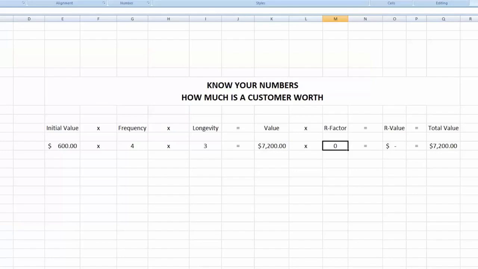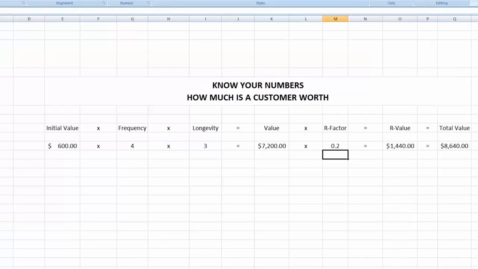And then you've got customers that have been good and have stayed with you for a while in the longevity category, but they don't recommend anybody. So you're going to need to estimate that R factor. If you've got somebody that will probably recommend somebody if I ask them, then maybe that R factor is a 0.2. And when I hit that number, you'll see the value of that additional business over the long term is going to be $1,440. So you get that?